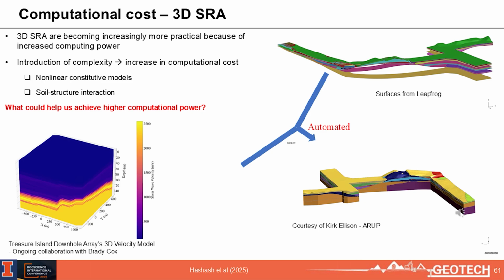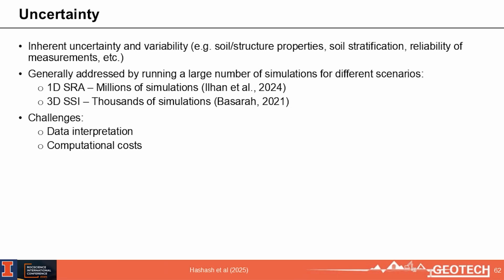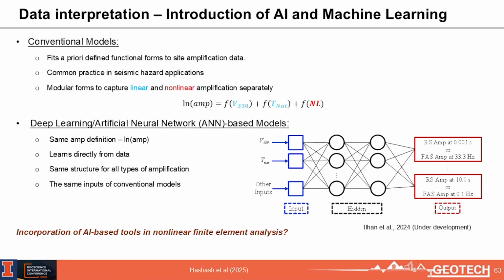Okay, we're doing that so that we can look at basin effects and 3D site response effects. Uncertainty means that we have to run a lot of simulations. In 1D, we have now achieved a space where we run millions of simulations, by the way. In 3D, we're in the thousands or tens of thousands of simulations. The problem is, how do you interpret data? How do you deal with computational cost? Well, you need to do all kinds of things. If you have a lot of data, that's where machine learning becomes important. And we demonstrated how machine learning helps us very well in 1D site response to estimate site amplification.